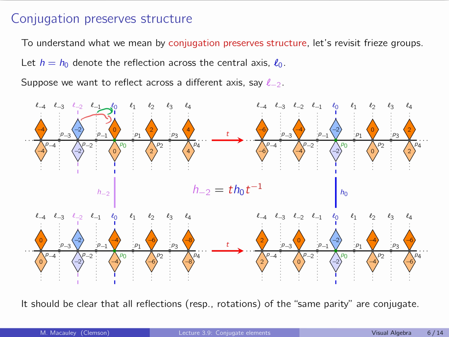So fundamentally, the odd reflections are all conjugate because they have the same structure, as are the even reflections. And you can do a similar thing to compare the so-called even rotations about points that intersect diamonds versus the odd rotations. These are 180 degree rotations about the points that do not.